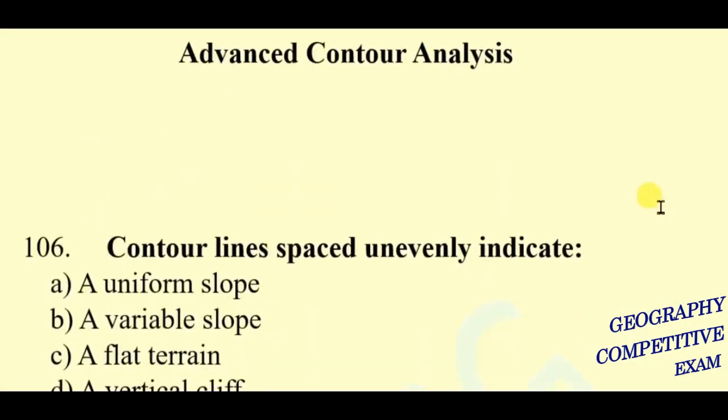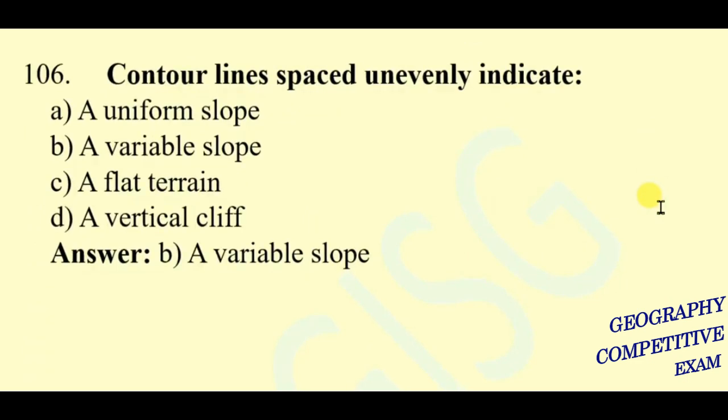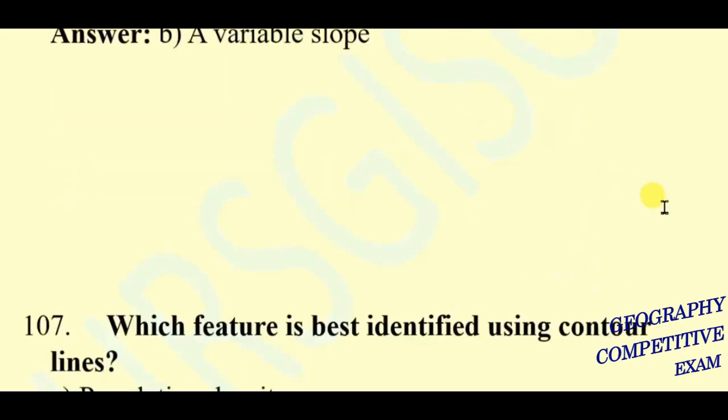Question category advanced contour analysis, and the question number is 106. Contour lines spaced unevenly indicate a uniform slope, a variable slope, a flat terrain, a vertical cliff. Here the right answer will be a variable slope. If it is evenly spaced, then it will be uniform slope, and very close to each other, then it will be vertical cliff, and very spaced, then it will be flat terrain where the altitudinal or relative relief is less.